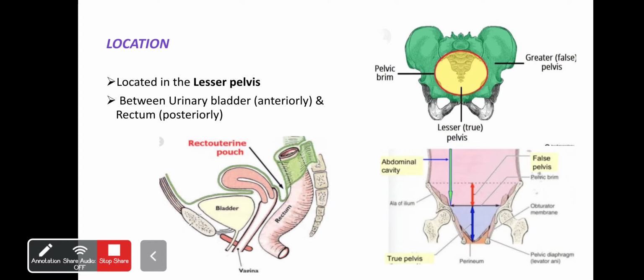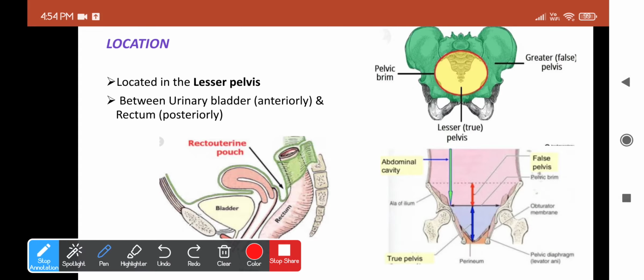Heading into the location, the uterus will be located in the lesser pelvis between the urinary bladder anteriorly and rectum posteriorly. If you see here, this is called the pelvic inlet, which is formed by the sacral promontory, ala of sacrum and part of the pelvic bone. This pelvic inlet will divide the pelvis into an upper larger part and a lower smaller part. This is called the greater or false pelvis and the one below is called the lesser or true pelvis.